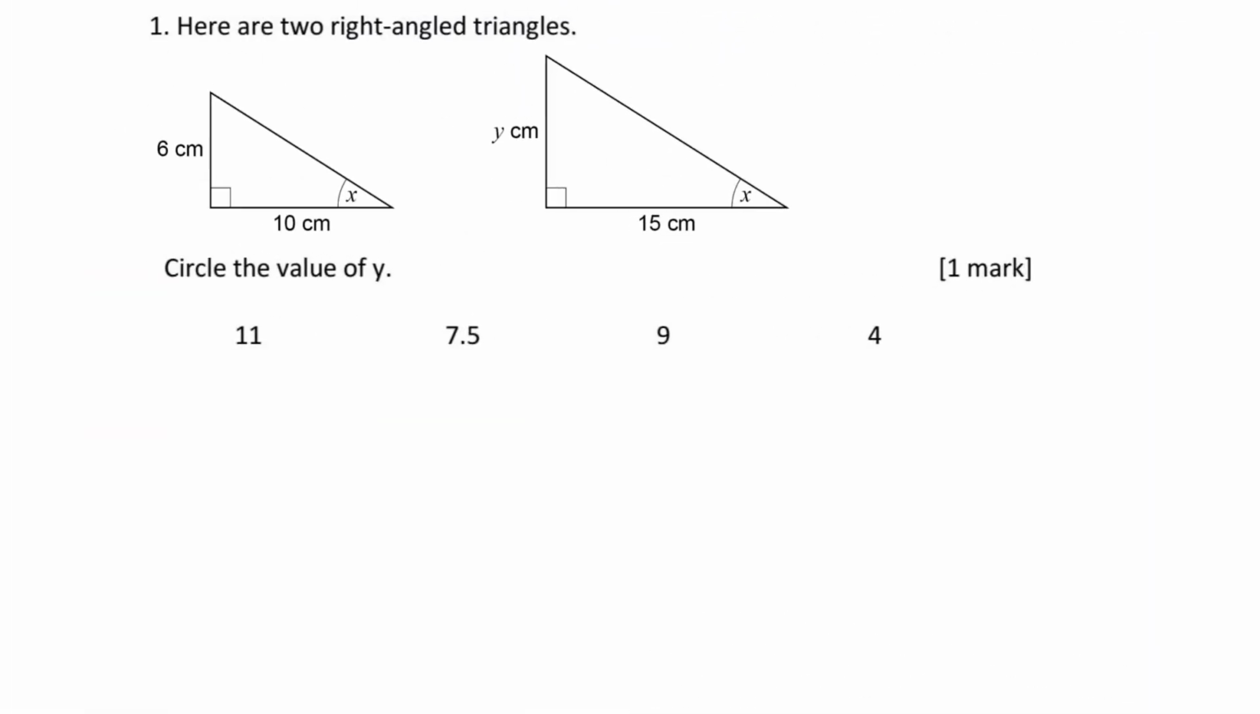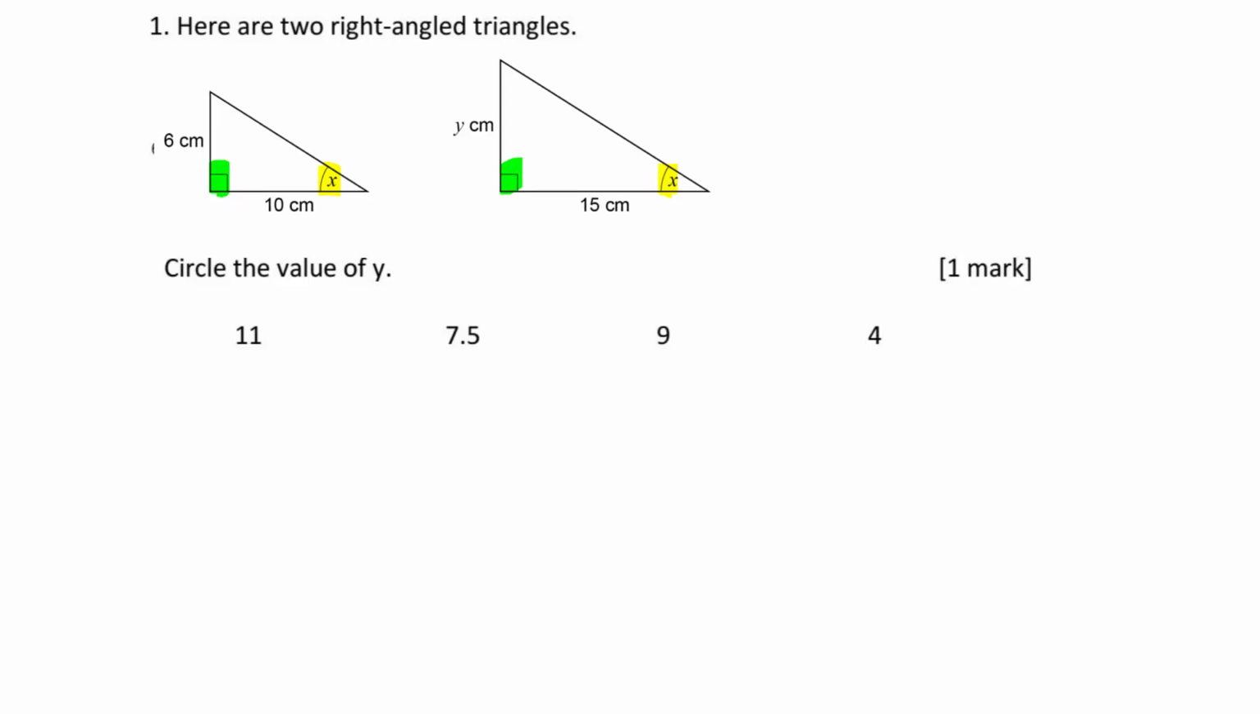Question 1. Here are 2 right-angled triangles. Circle the value of y. Now you'll notice these 2 triangles both have an x angle here, so these angles are equal. They both have a right angle here, so these angles are equal. And because the 3 angles of a triangle add up to 180, then these 2 angles must also be equal to each other. So basically we've got 2 similar triangles here.